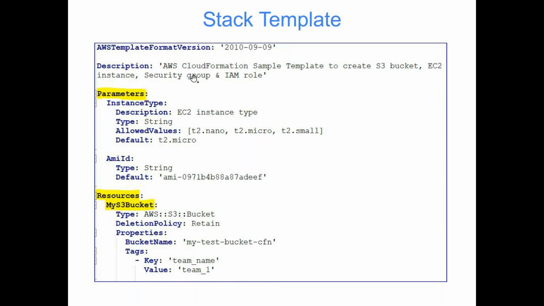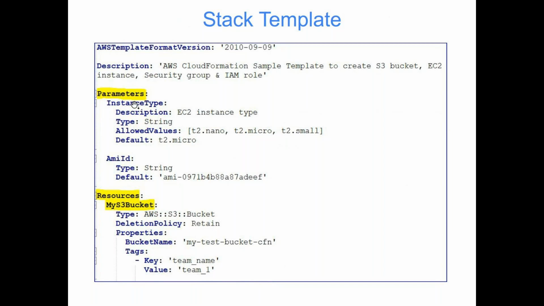I have provided an AWS CloudFormation sample template to create an S3 bucket, EC2 instance, security group, and IAM role. This template will create these resources. And after that, we have to define those resources separately.